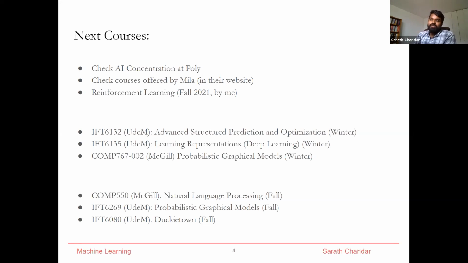But there are also a lot of machine learning courses offered at UDM, HEC, and McGill. Now, most of these machine learning courses are integrated in the Mila website. Yes, almost all the courses are in English. If you go to McGill, definitely all the courses are in English. I think all the machine learning courses at UDM are English too. HEC might be French.